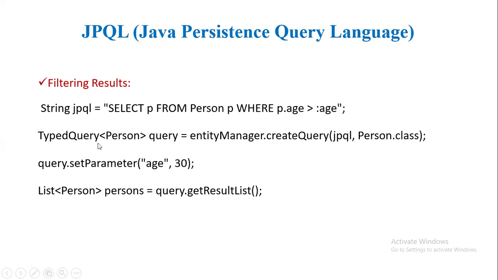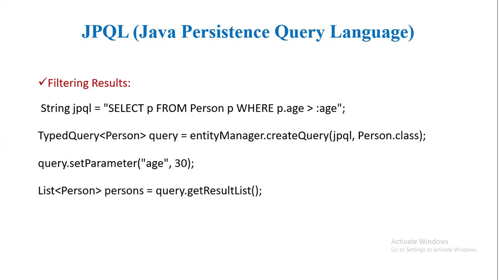Next, TypedQuery<Person> query = entityManager.createQuery(jpql, Person.class). We already discussed this line. So let us see what a TypedQuery is. A TypedQuery in JPA is a type-safe query object that returns results of a specific entity type.